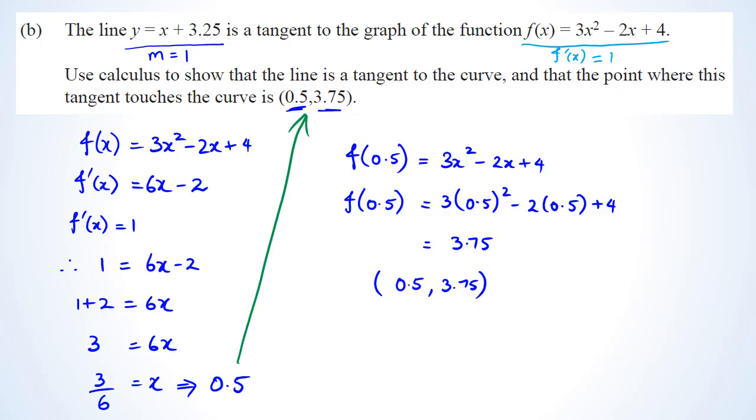You don't actually need to use f of x. You could have also used the equation of the line itself. Either way, you're still going to get 3.75. To get to merit, you need to show how you got the point. For achieved, you need to find the derivative function and also show that you've used the gradient equals the derivative function. That's what you're getting for achieved. All right, let's go to question 1c.